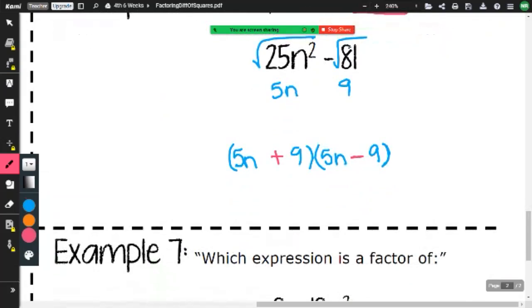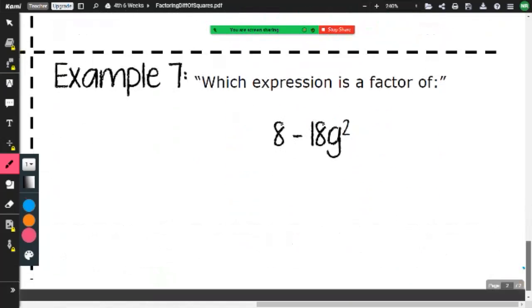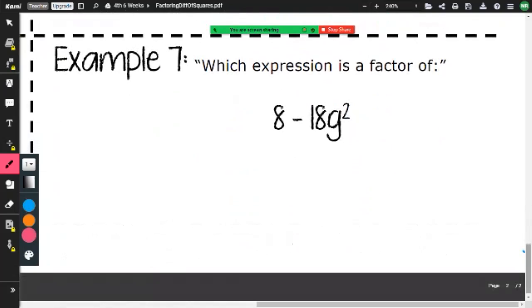Y'all ready? Same thing. What do you notice? Two things. What two things do you notice? What's the first thing you check? Okay, first thing we see is a minus sign in between what? 2 terms instead of 3 terms. Last week we were working with trinomials. Right now we're working with binomials. 2 terms, minus sign in the middle. What are we going to do?